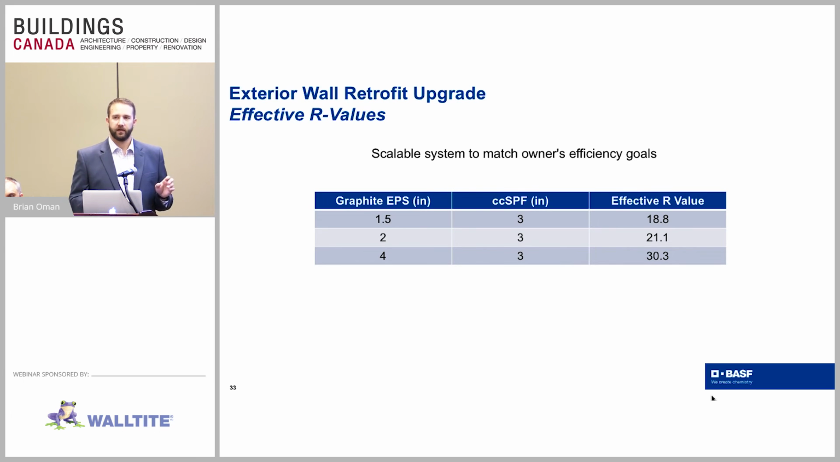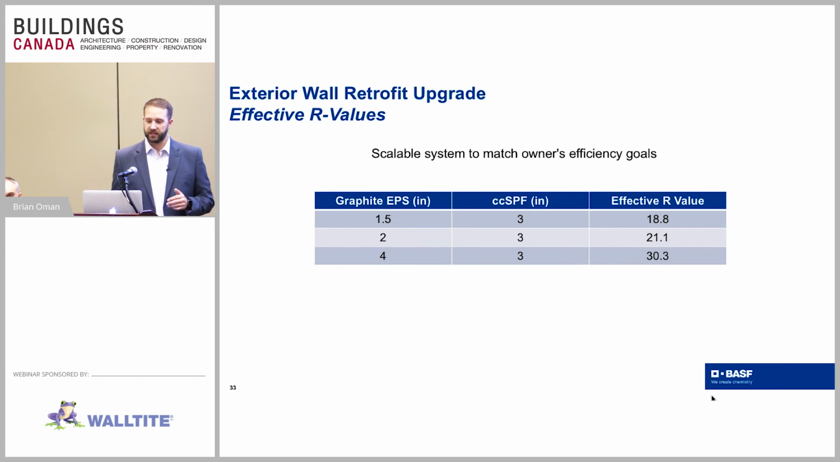1.5 inches of exterior insulation is about the minimum that we would recommend, just to give us the cost to performance aspect. But in this case, in that existing 2x4 wall, we could put 3 inches of closed cell foam in, 1.5 inches of the graphite enhanced polystyrene. That gets us an effective R value of about 19.